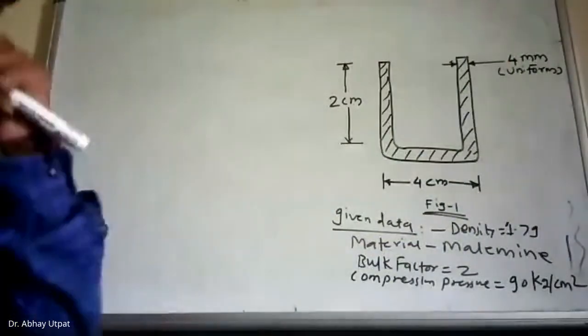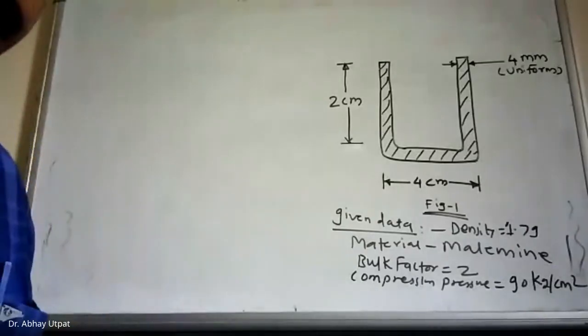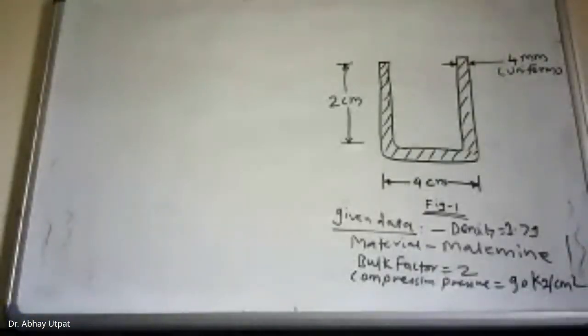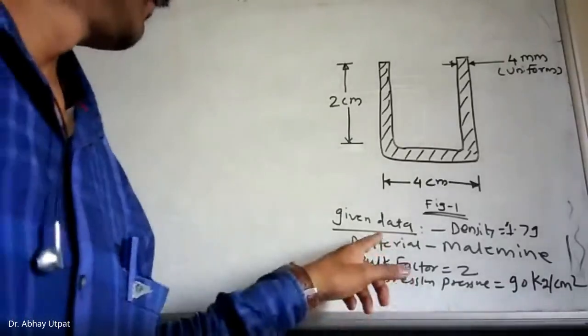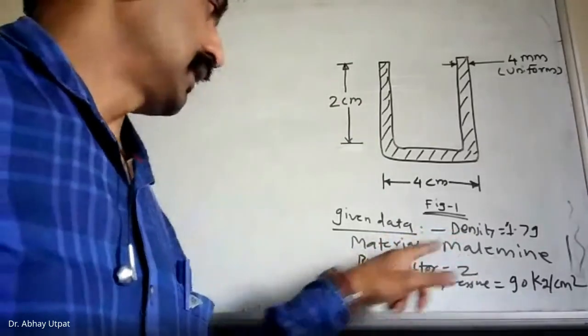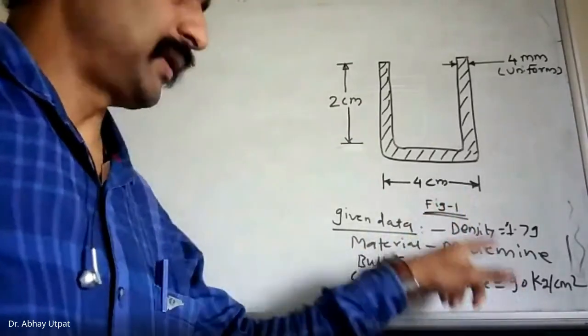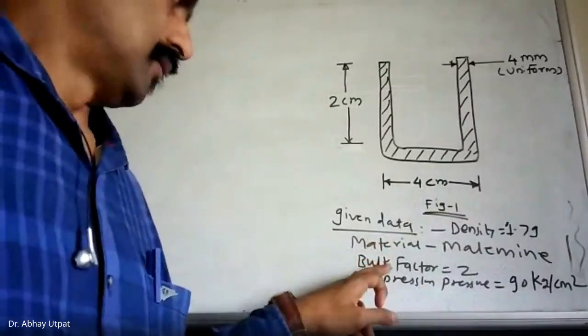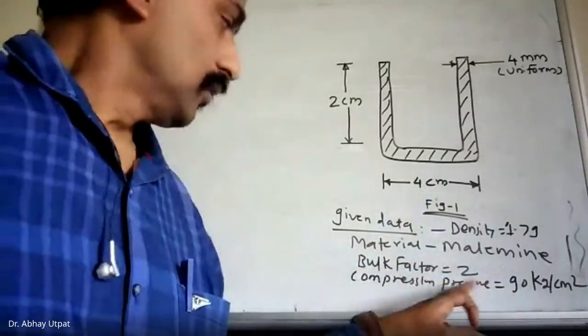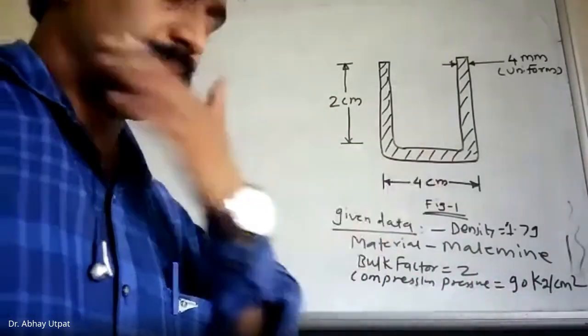What is the aim? The aim is we are going to design the compression mold for this component. So just recall the previous lecture. In the previous class, I taught you a number of parameters. All these parameters are given here. See, density: some materials have some density. Then here, bulk factor is equal to 2, compression pressure is equal to 90.